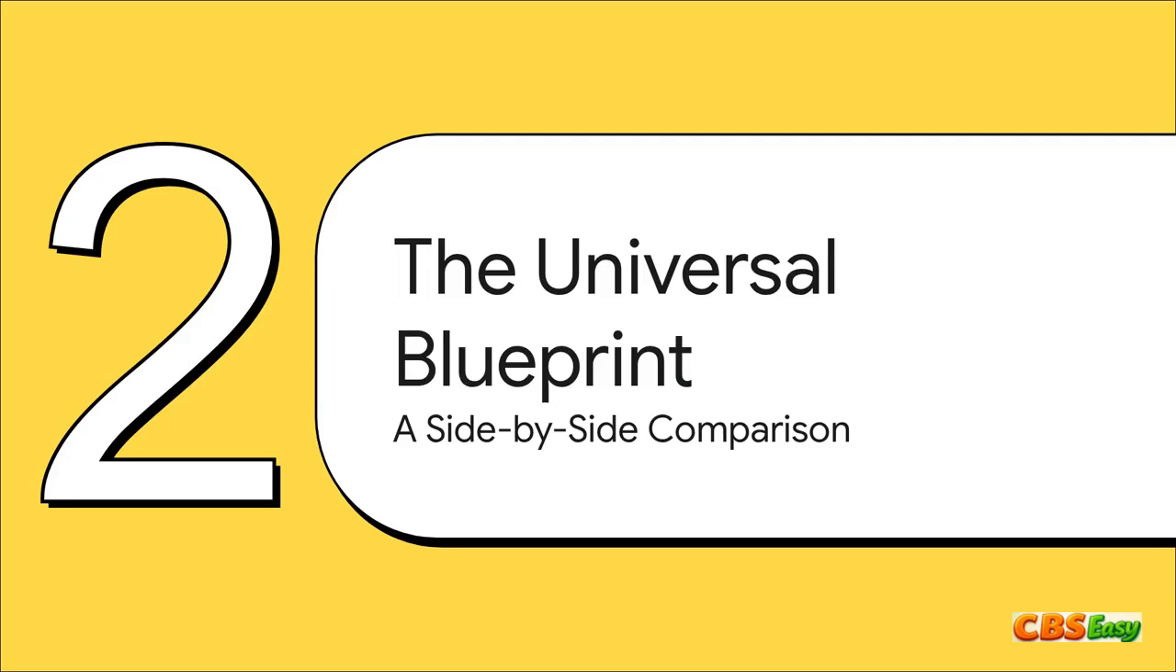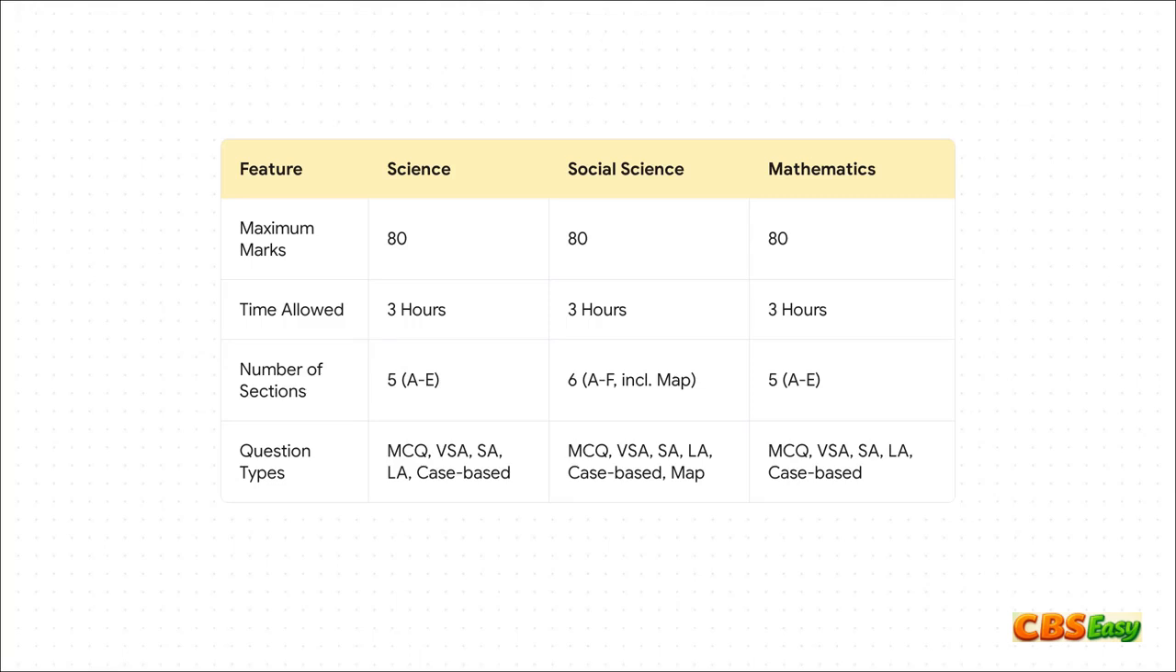So what does this blueprint actually look like? Let's lay it all out. We're going to put these papers side by side, and you can see for yourself just how deep the similarities run. Okay, just look at this for a second. The consistency is pretty wild. 80 marks? Check. 3 hours? Check. It's the same across the board. The number of sections is almost identical. But here's the real kicker. The types of questions are the same. You're going to face MCQs, very short answers, long answers, and case-based questions in all of them. This is no accident. It's the pattern.